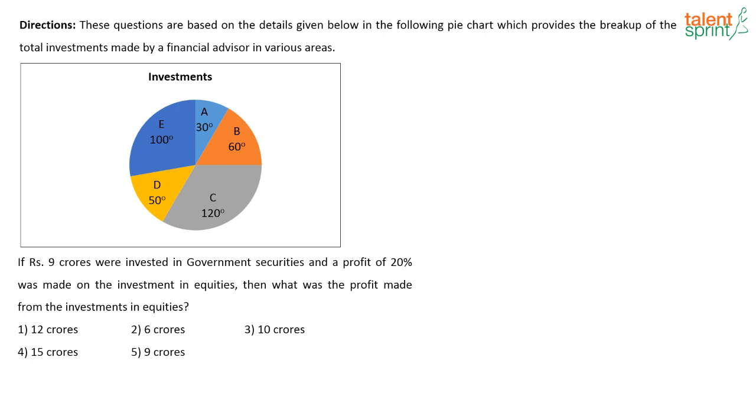We should be given what each stands for. They are saying 9 crores was invested in government securities. So you should know which is government securities and which is equities. Let us note that down. I'll note it down in the question here. You can follow that and then solve the question.